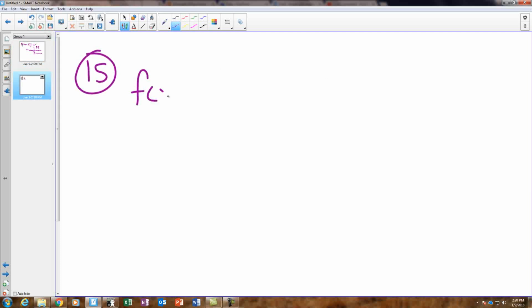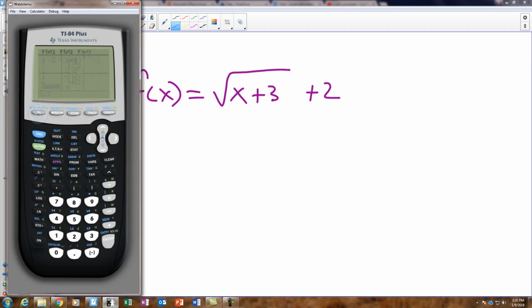Where we have f of x equals the square root of x plus 3, plus 2. So instead of a cube root, it's a square root, but I'm still going to pretty much start the same way. I'm going to go to the calculator. I'm going to do the square root of x plus 3, and then the plus 2 needs to be outside of the square root. And when I graph it, we notice this is the graph that's the half parabola turned on its side.